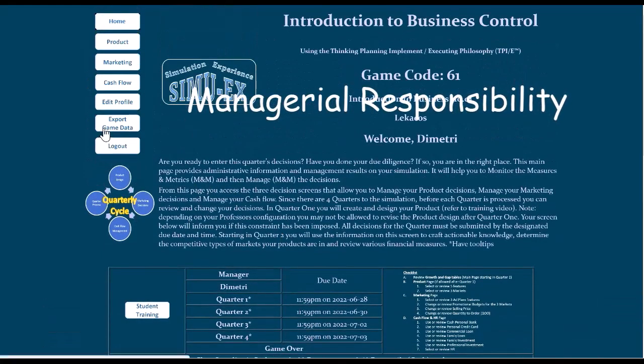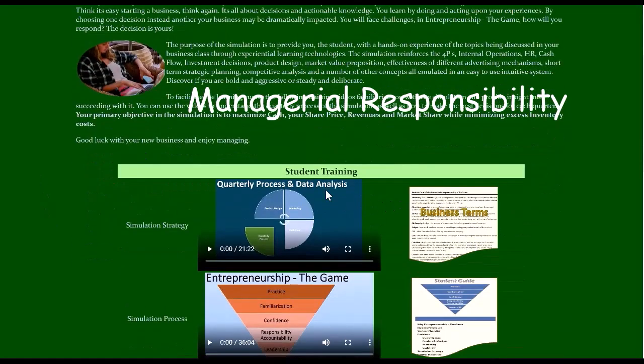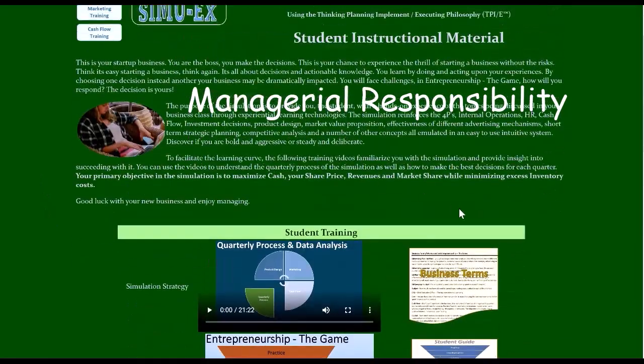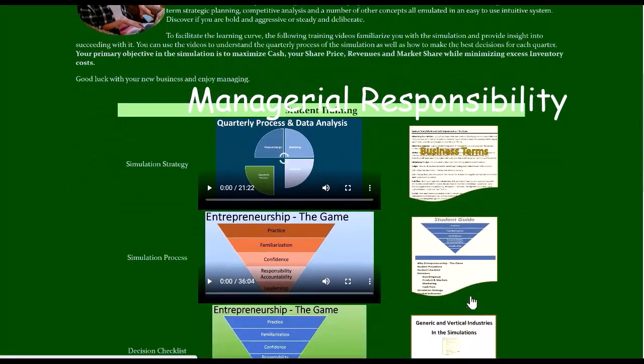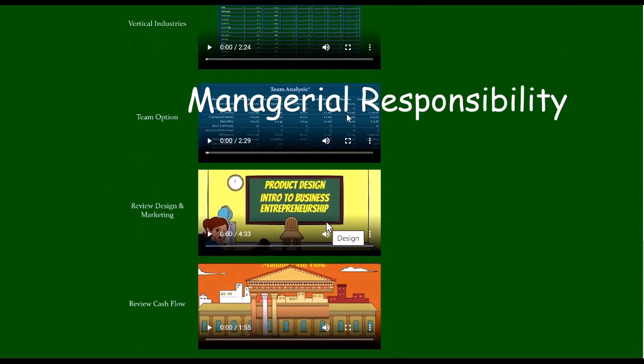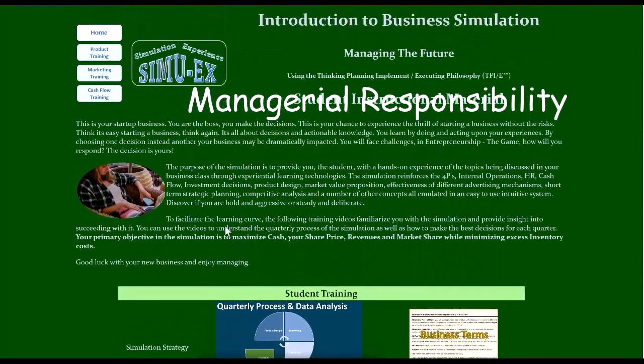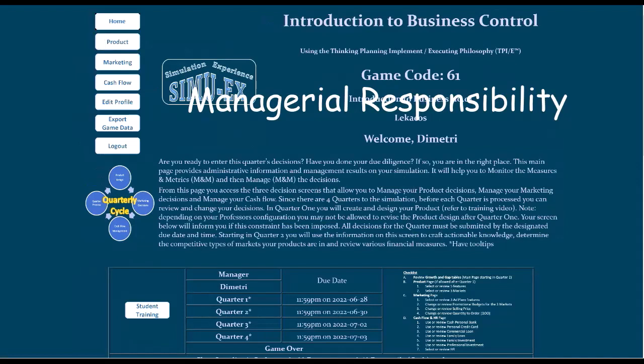You can always go back to your training videos and films that we have. And in here, you can look at your quarterly information. You can look at the business terms. You can look at the student guide. And for example, the intro, the product design, repeat, the cash flow review, and so on. So the idea behind it is you have a lot of support as you proceed to make your various decisions.